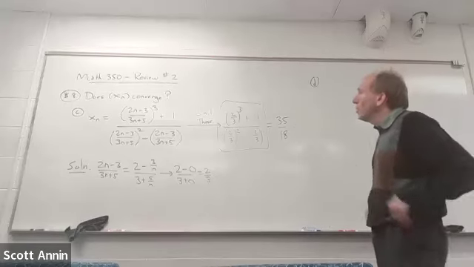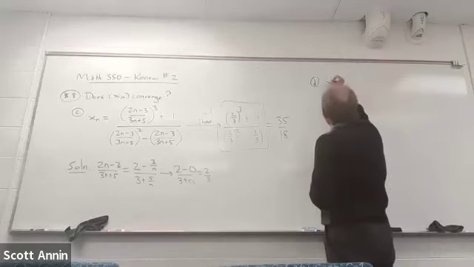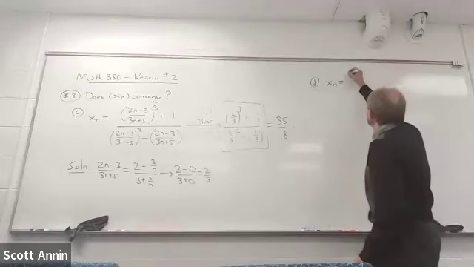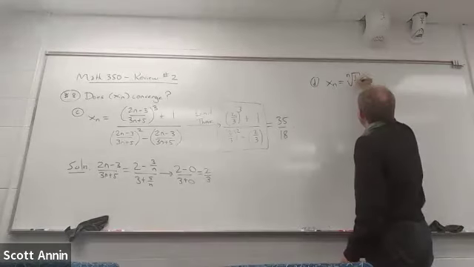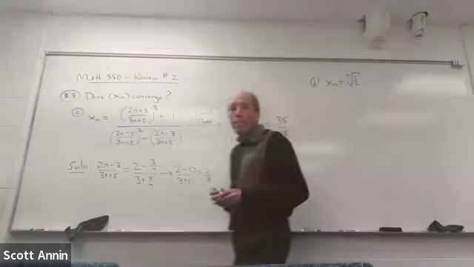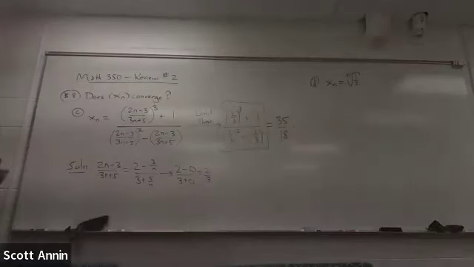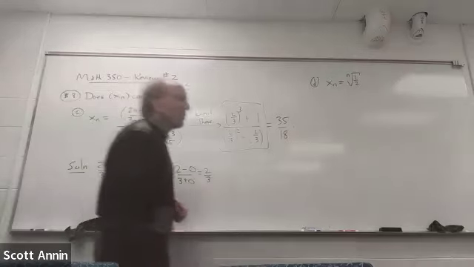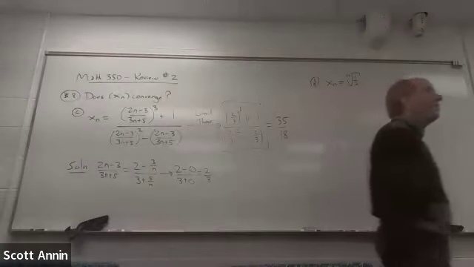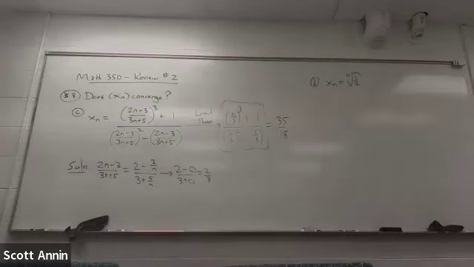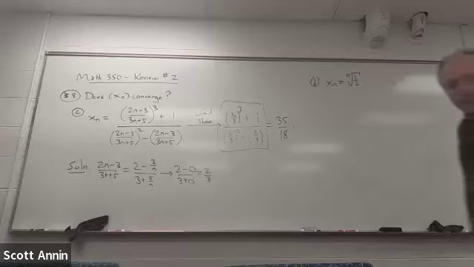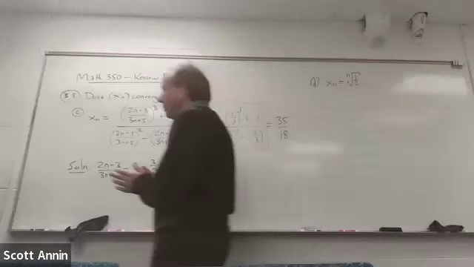Okay, if not, let's do one more. Part D, let's take xn to be the nth root of 1/2. So the square root of 1/2, the cubed root of 1/2, the 4th root of 1/2, the 5th root of 1/2, and so on. I want to know, does that sequence converge? And then we're going to justify the answer.